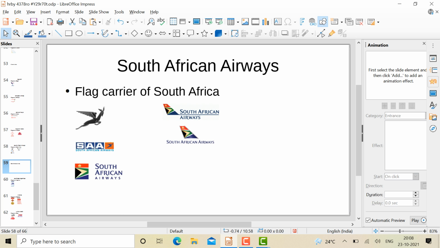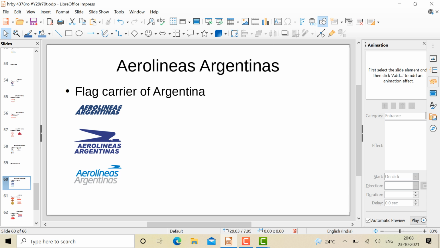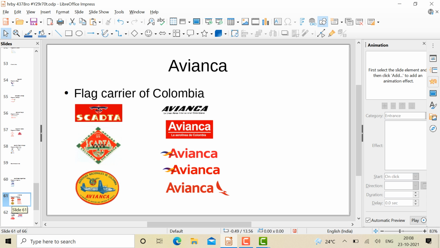Now moving on to the South American logos. The first airline is Aerolíneas Argentinas, the flag carrier of Argentina. The first logo had just the name Aerolíneas Argentinas written in blue, and then a massive bird was added on top, and the font was also changed. And then the bird became really small, with Aerolíneas in blue and Argentinas in grey, and this is the current logo.